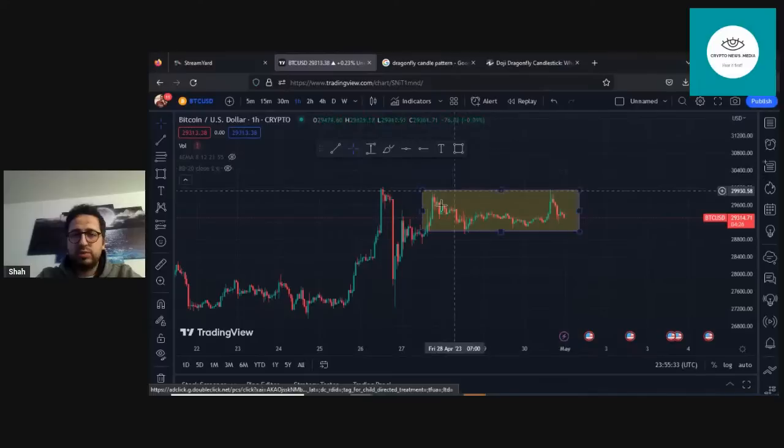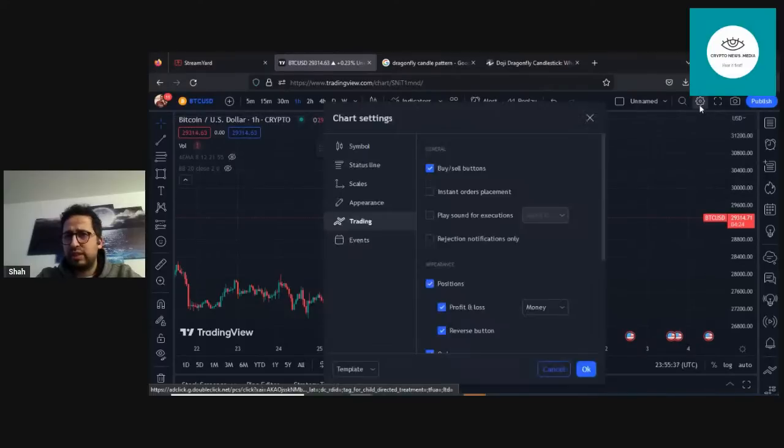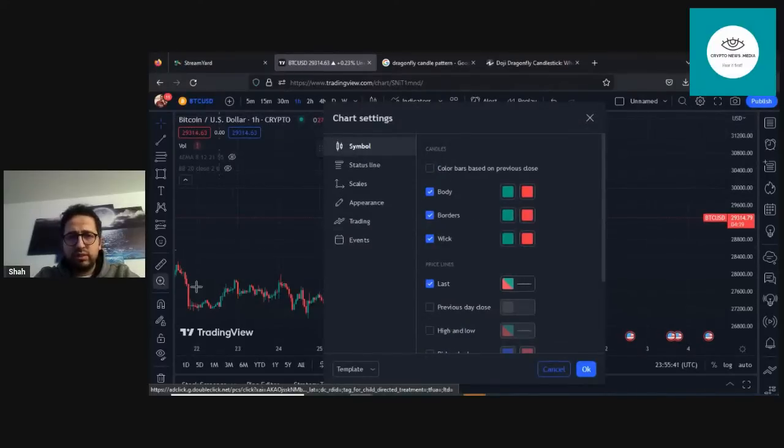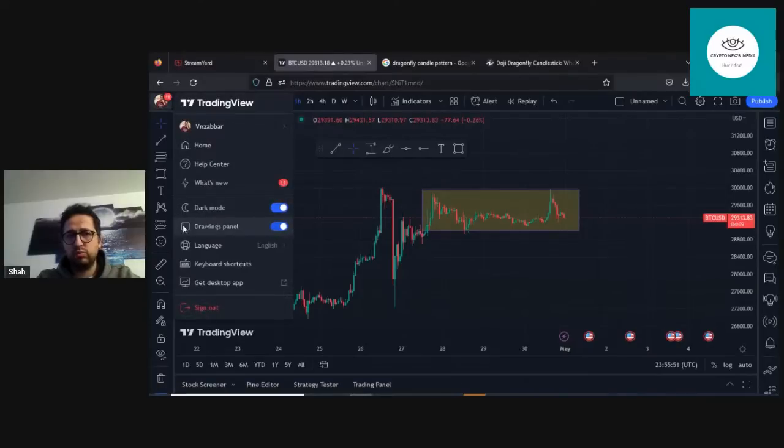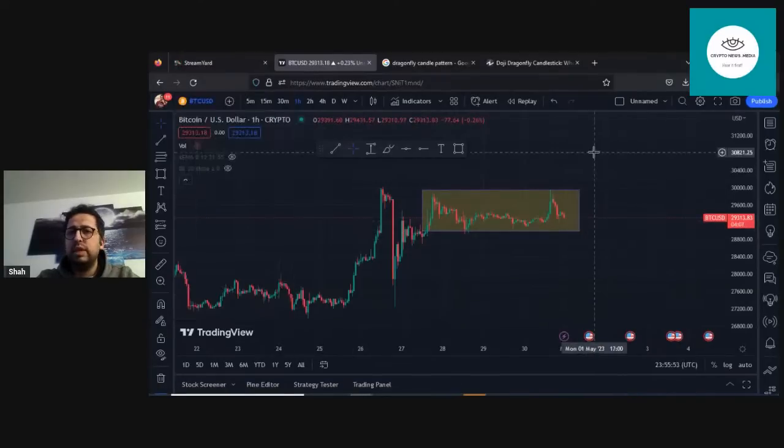It has so many options available there. You can do so many settings if you want to. You can change the colors of these candles. You can change everything you want, but that is not for you to start with. Start simple. Just go and change this to dark mode. Okay, you want your drawing panel out, and that's it.